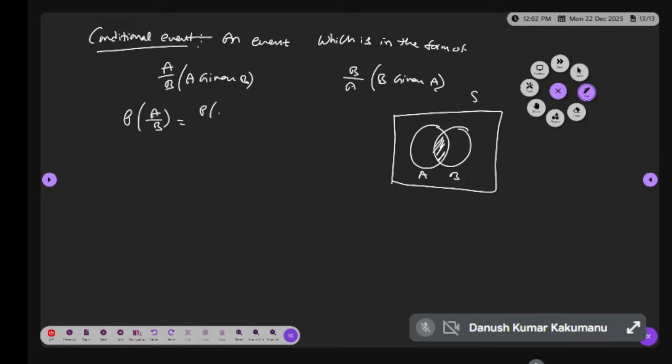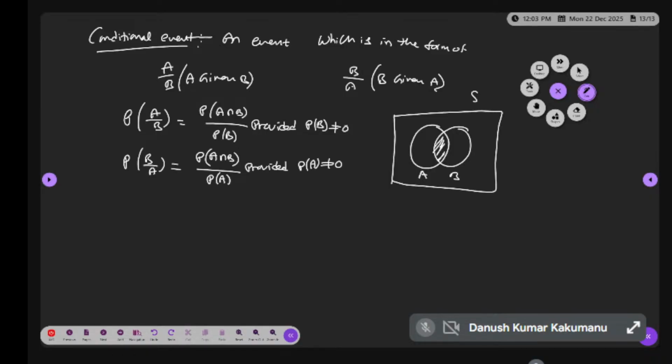What is the formula for this? P of A given B equals P of A intersection B divided by P of B, provided P of B is not equal to 0. In the same way, P of B given A: if A is given, the denominator is P of A, and B is available within A in the intersection. So P of B given A equals P of A intersection B divided by P of A, provided P of A is not equal to 0. You are understanding? That is the conditional event formula.